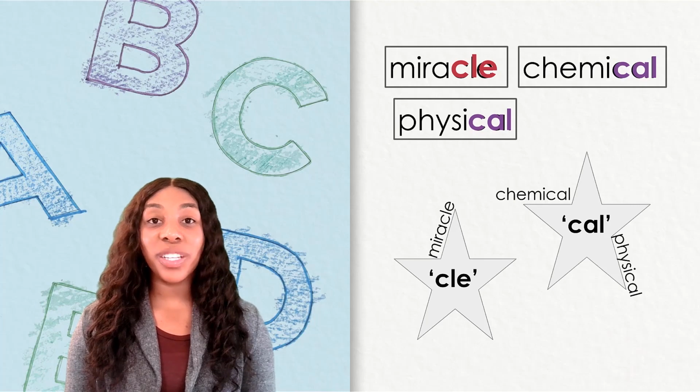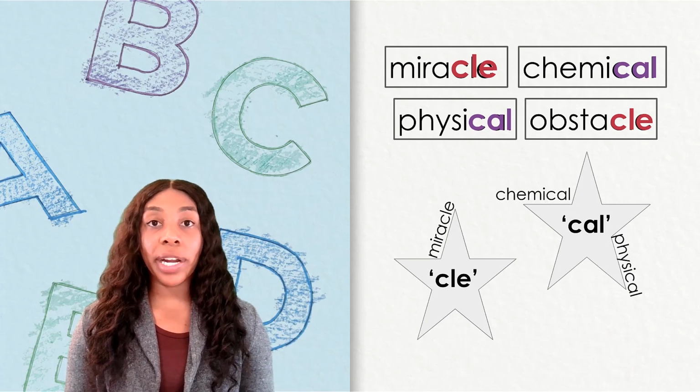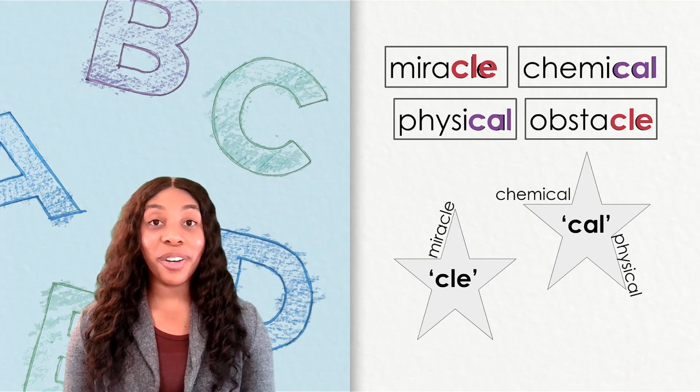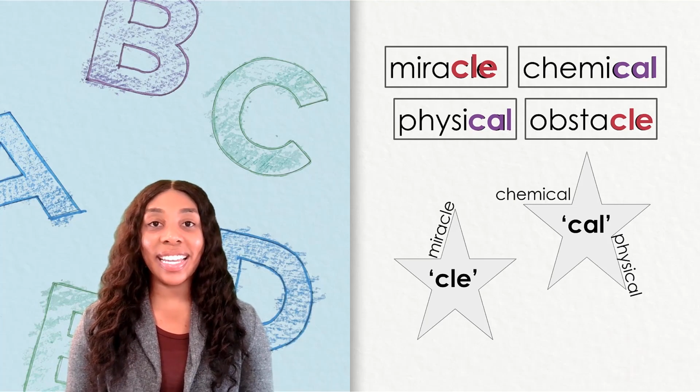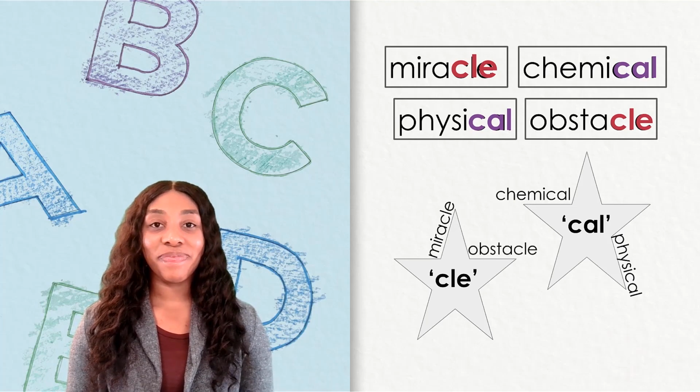Here's our last word. How do you say this word? Obstacle. Which star does the word obstacle belong on? Obstacle has the k sound at the end, and it is spelled with C-L-E.